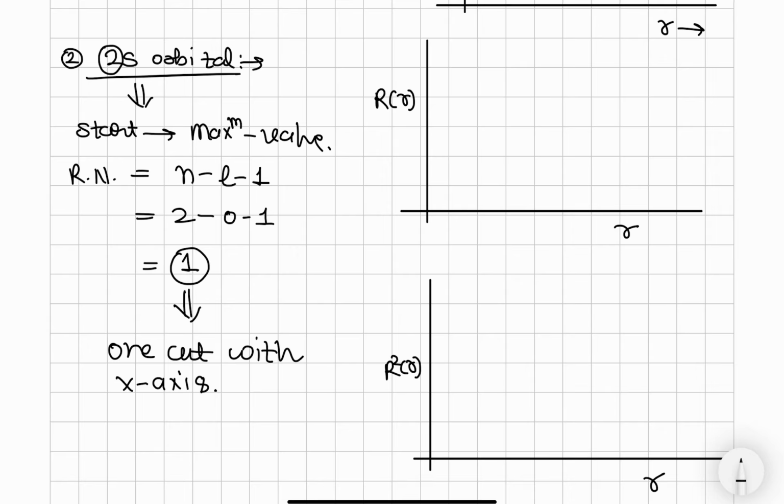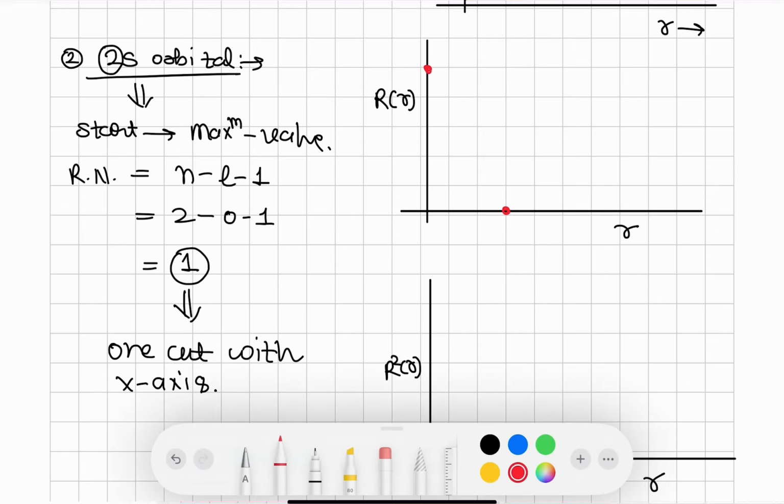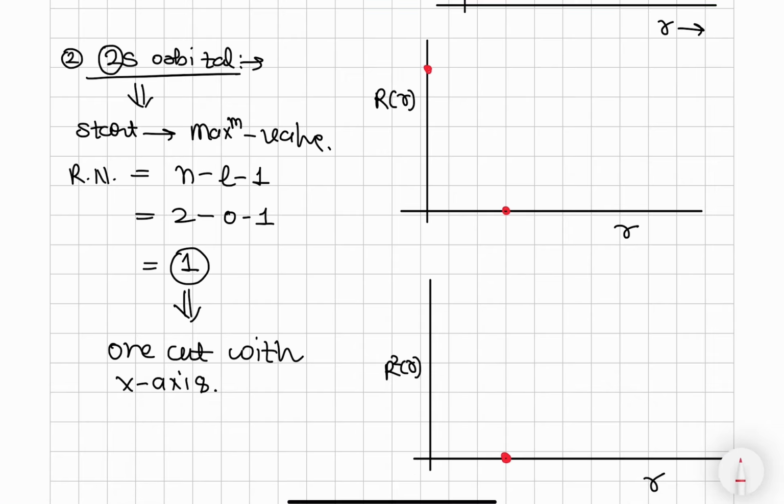So first of all we will draw R(r) versus r. Start the graph with the maximum value, decreasing the height or depth of crest or trough. Here will be the cut, and we will also draw parallel to it on the R square versus r graph, so that the similarity will remain. That's why we will draw the graph: 1 cut, depth decreases, and after this the graph becomes parallel to the x-axis.